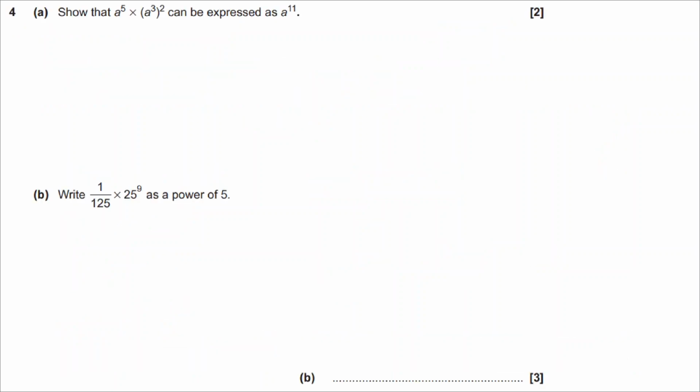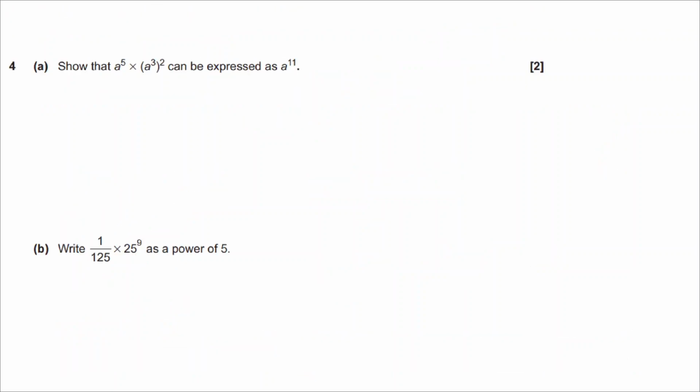Question 4. Indices. Nice. We've got this. Show that a to the 5th times a cubed, all to the power of 2, can be expressed as this. Now, we've got a couple of laws of indices going on here. This is the power law, which states that if you have an index raised to some power raised to another power, you simply times the exponents. So the second part here is going to go to a to the power of 6, because 3 times 2 is 6, and you've got a to the 5 timesing this also.